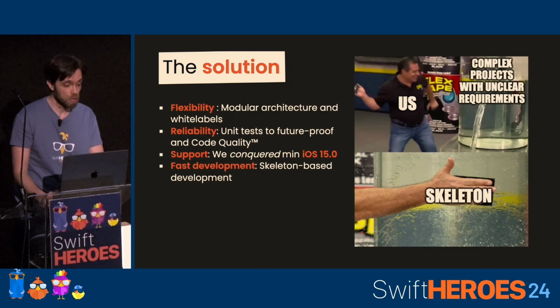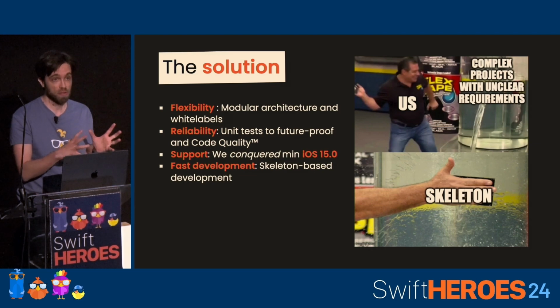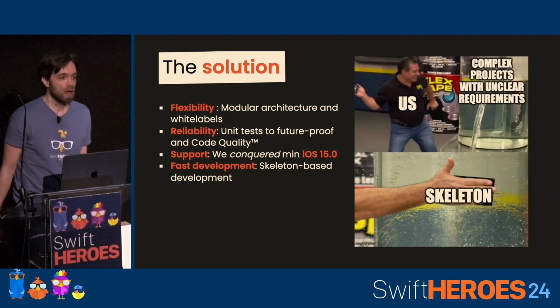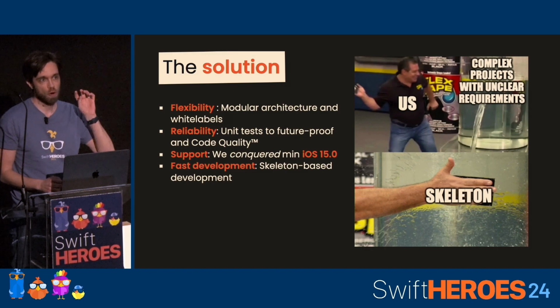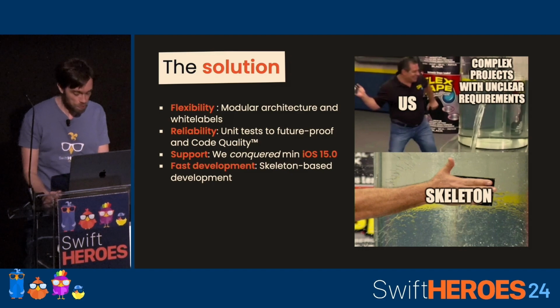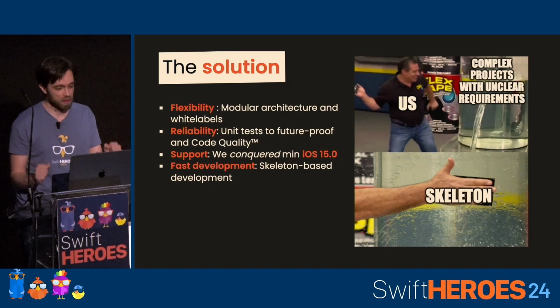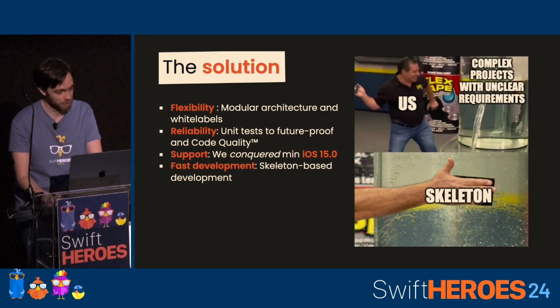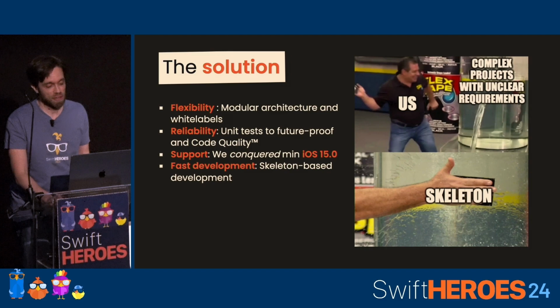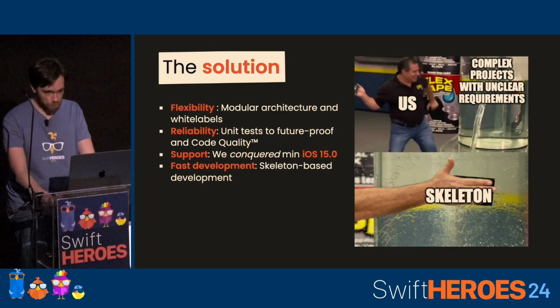We can create white labels. We can have modules and separated features that we may plug in. In the same project, we may have multiple apps. Some of those apps take some of the features and mix things up. This year, we conquered iOS 15 as minimum requirement to support older devices, because until last year, I think we were stuck on 13 or something like that. So we migrated away from RxSwift, which, as you probably know, I used to love a lot. And we call this fast development, skeleton-based development, actually.